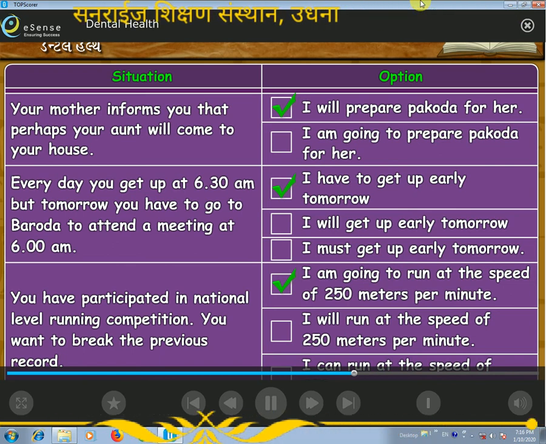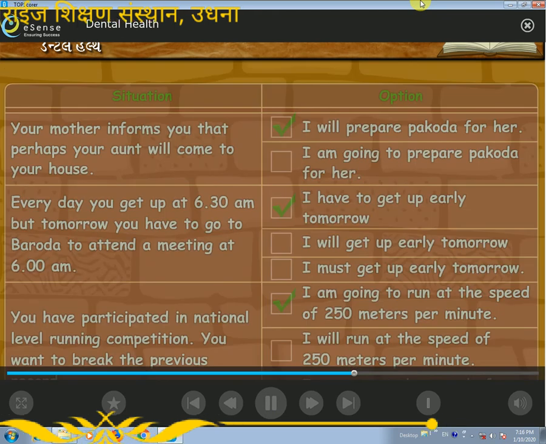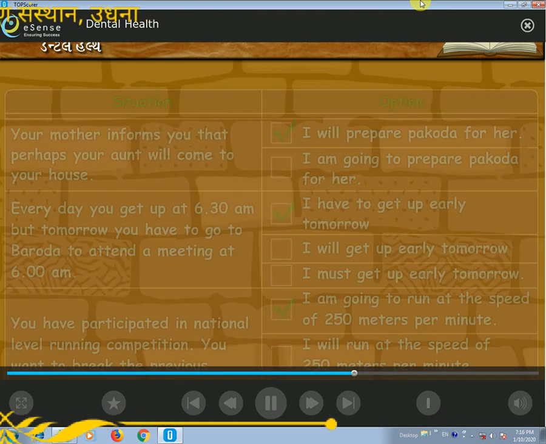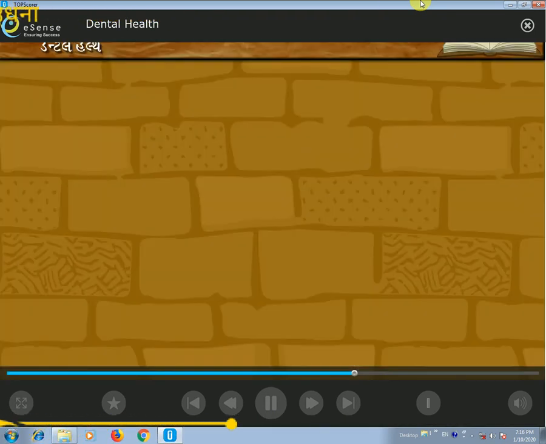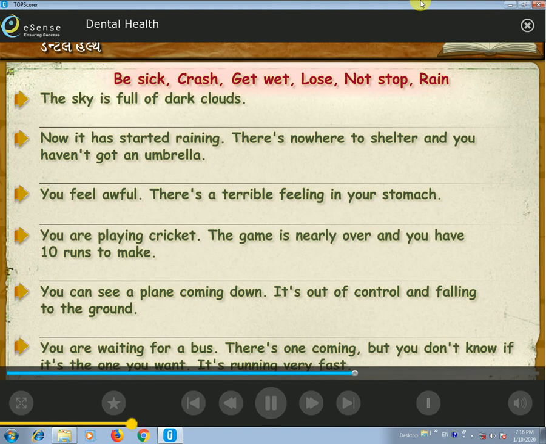Look at these sentences. They describe certain situations. Let us read the sentences carefully and describe their situations using the words be sick, crash, get wet, lose, not stop, rain.